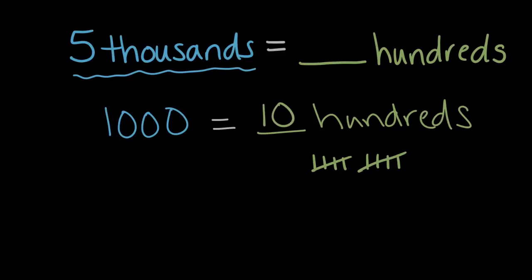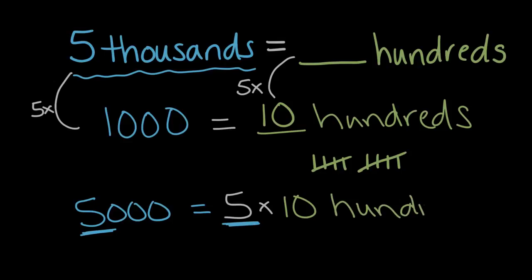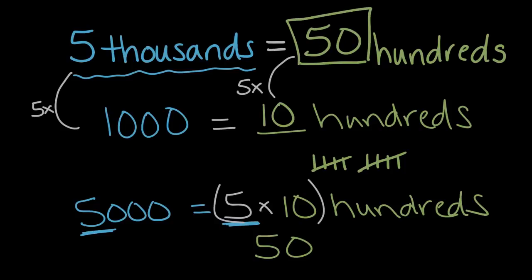So what would 5,000 be? Well, 5,000 is 5 times as many thousands. So we're also going to have 5 times as many hundreds. So 5 thousands will equal 5 times 10 hundreds. Because we have 5,000 this time, so we have 5 times 10 hundreds. Or 5 times 10 is 50. So 5,000 equals 50 hundreds.